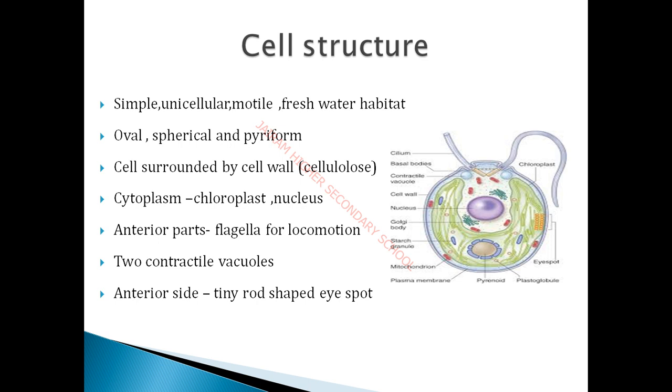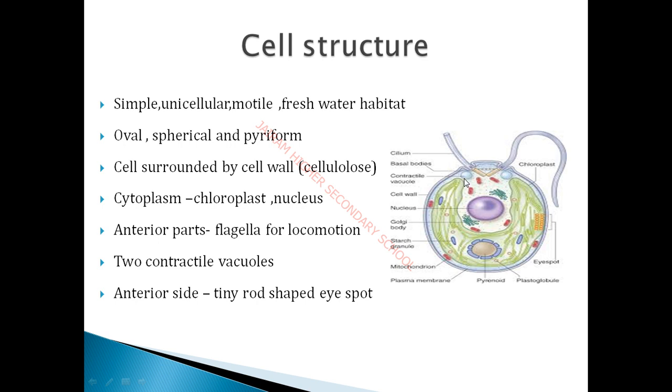Then it has two contractile vacuoles. Here you can see, on either side of the flagella, two contractile vacuoles. These are contractile vacuoles, mainly meant for storage of the food substances.